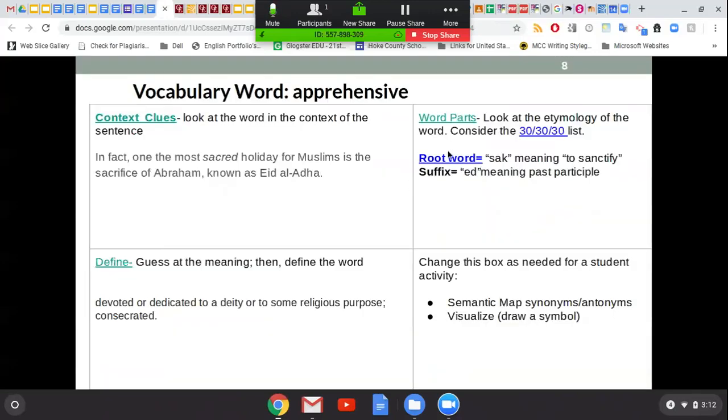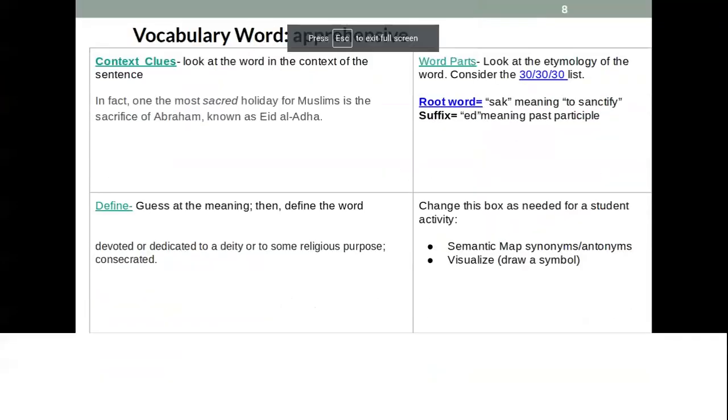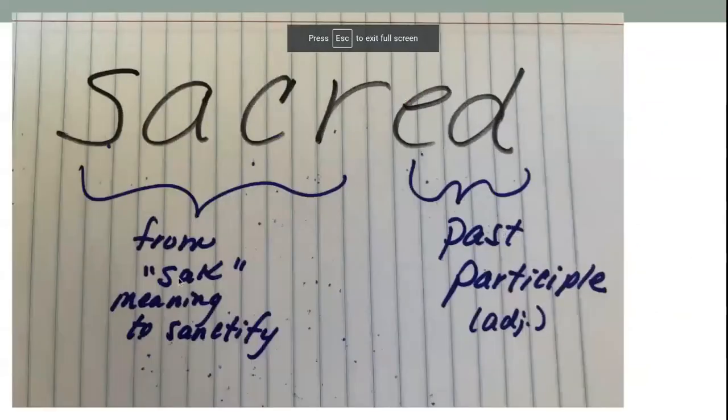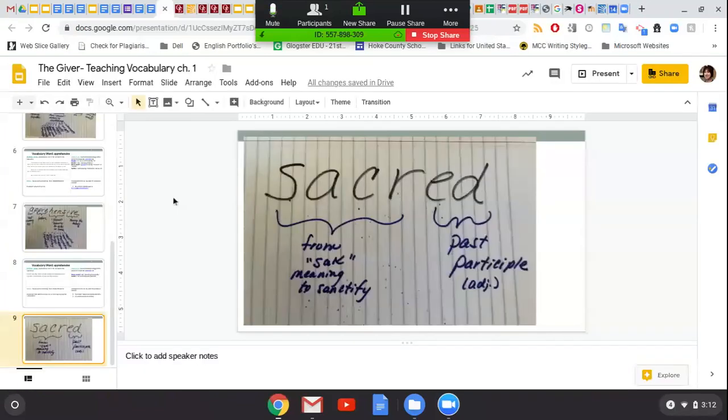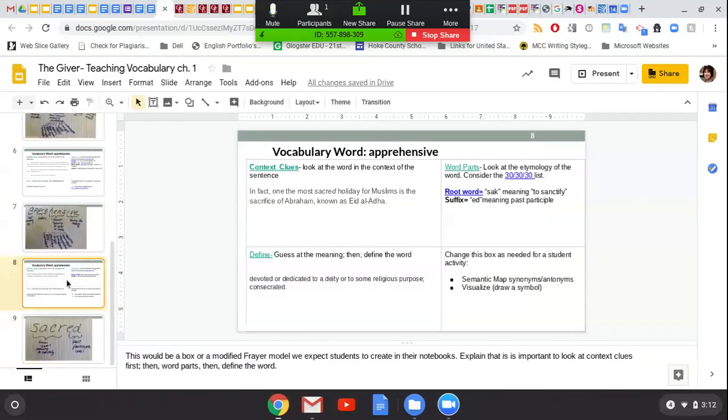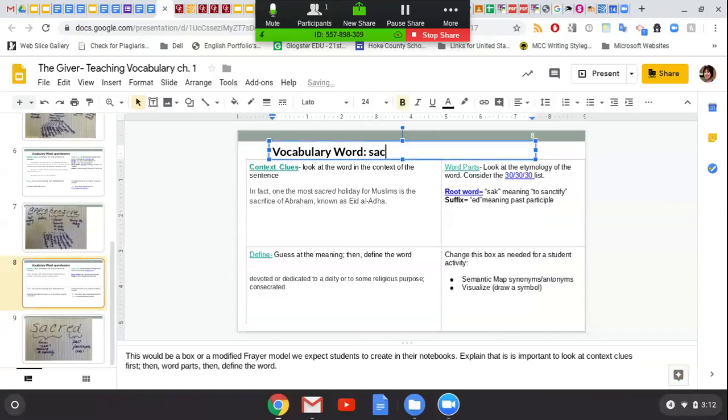So I would still tell them, though, what the root word means. Let me come back to my brackets, it comes from SAK, meaning to sanctify. I would have them copy this down, and then I would keep it moving. And I might do synonyms and antonyms. This might be a good one to visualize, where I might let them draw it. So it just kind of depends what the word is, and what would make most sense to teach with that word, if we feel like it's a pretty important word that we want to take the time to teach.